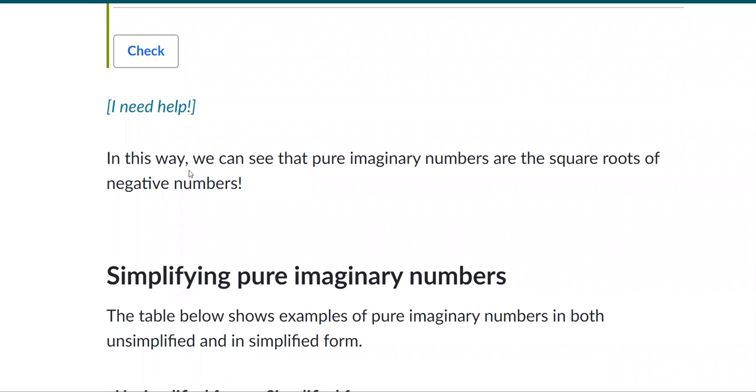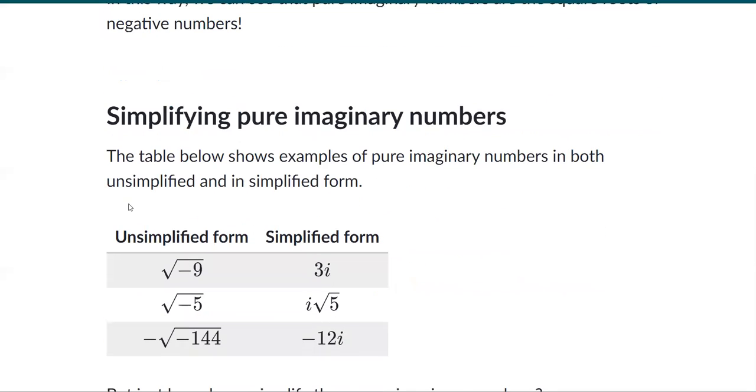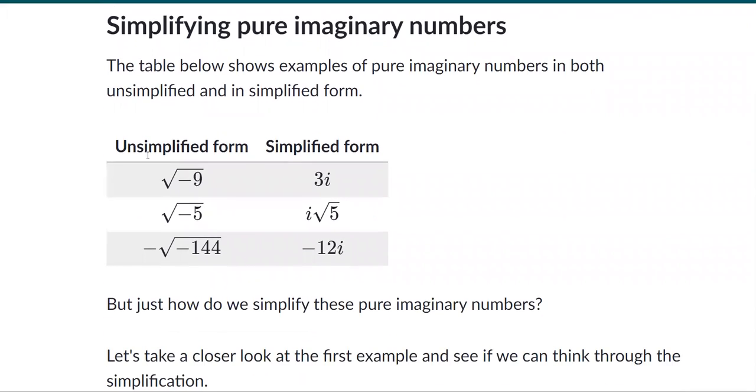In this way, we can see that pure imaginary numbers are the square roots of negative numbers. Simplifying pure imaginary numbers. The table below shows examples of pure imaginary numbers in both unsimplified and simplified form. So in unsimplified form, we have the square root of -9. Simplified form, that's just 3i. Unsimplified form, square root of -5. There's that negative. Imagine just pulling that out, and you have i root 5. You cannot simplify the square root of 5.